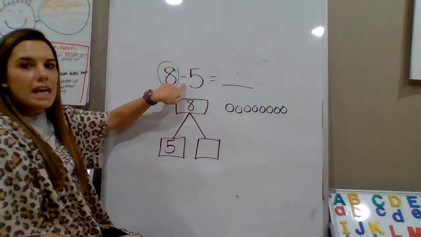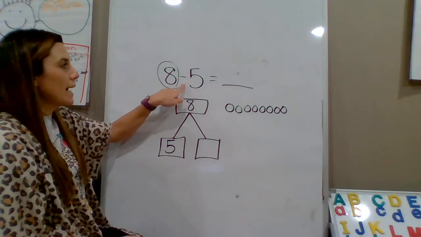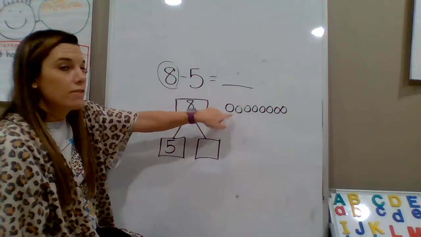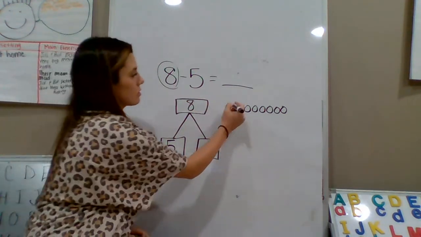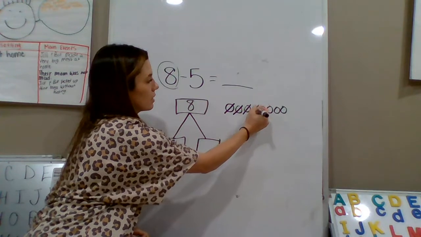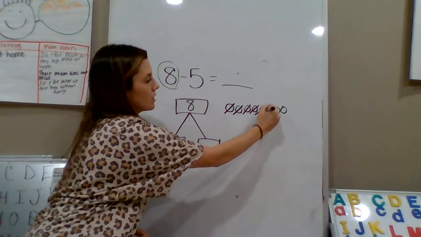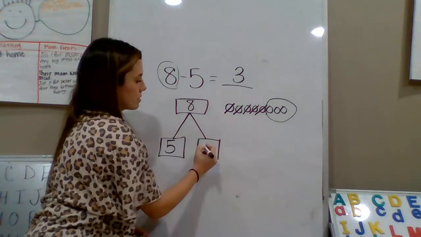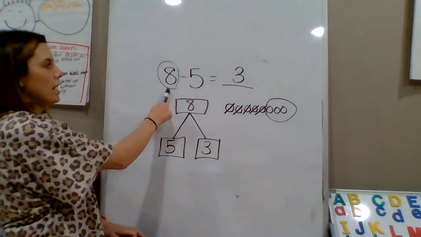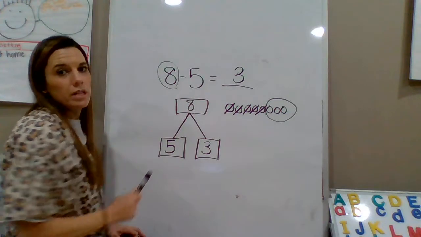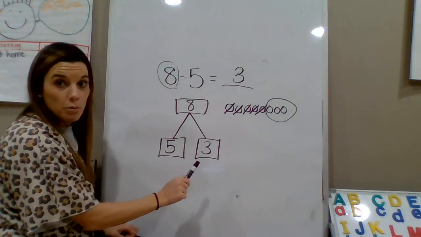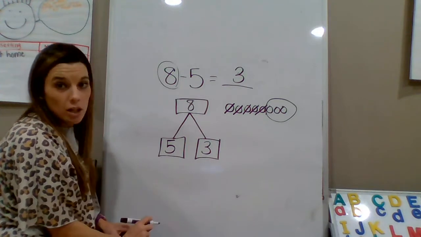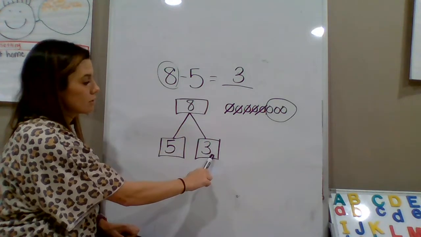How many did I take away? 8 minus 5. So I'm going to cross off 5 circles. 1, 2, 3, 4, 5. How many do I have left over? 3, and that's my answer. 8 minus 5 equals 3. And if I were to read it from the number bond, I would say 8 minus 5 equals 3, or I could also say 8 minus 3 equals 5.